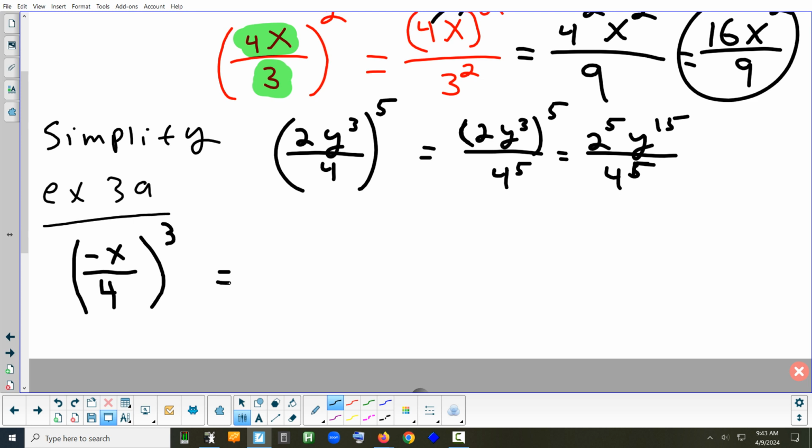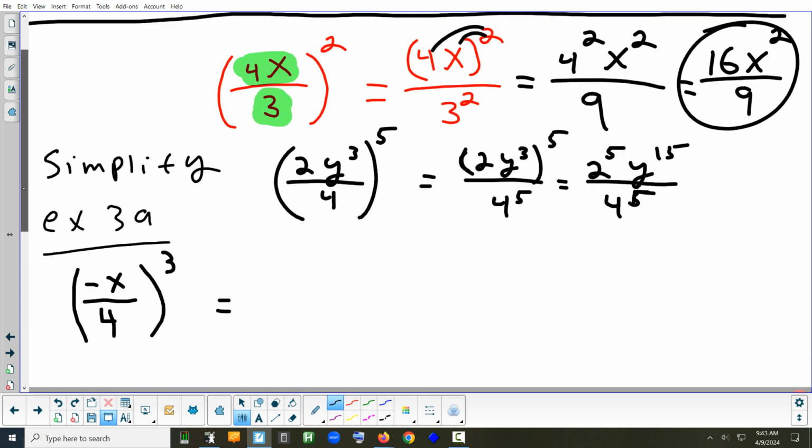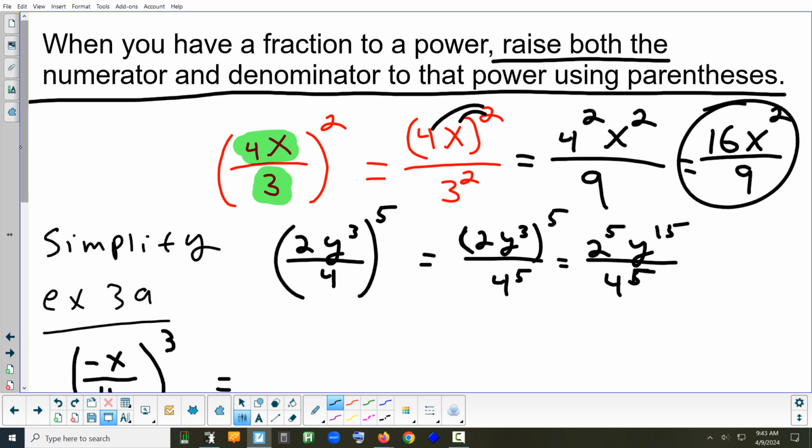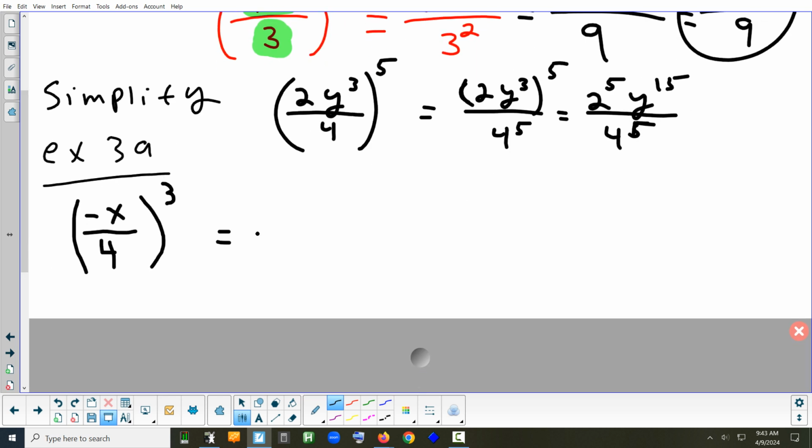Okay, so we have a fraction raised to a power. So follow the rule. Raise the top and the bottom to that power, and we put it in parentheses. Okay, so if I start to simplify that, what's going to go in the top? Negative x to the power of 3. And what's going to go in the bottom? 4 to the power of 3. And the only thing we really need to do there is simplify the bottom.